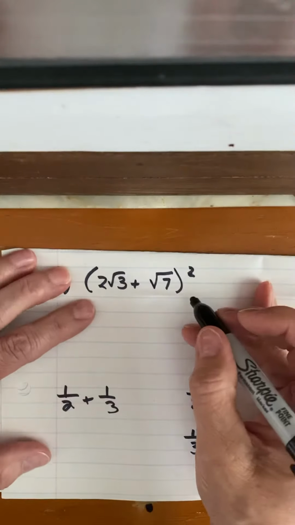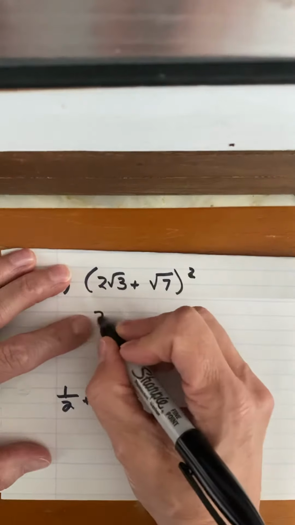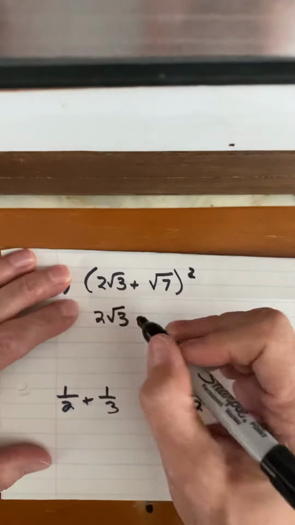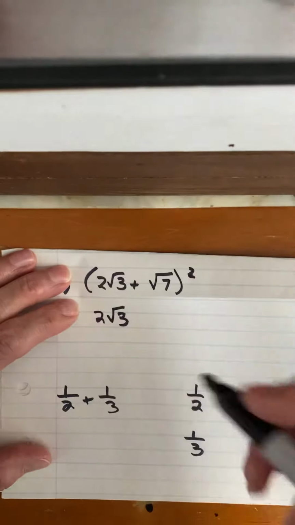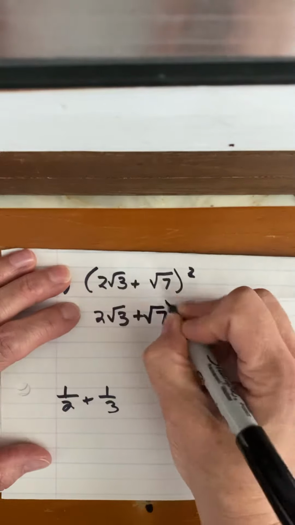this says 2 root 3 plus root 7 squared. Well, the best thing to do here, so you don't get tempted to say 2 root 3 squared plus root 7 squared, which you can't do, write it out and FOIL it.